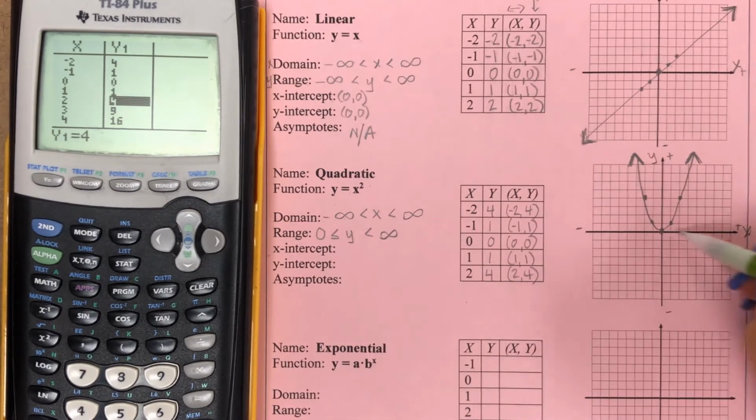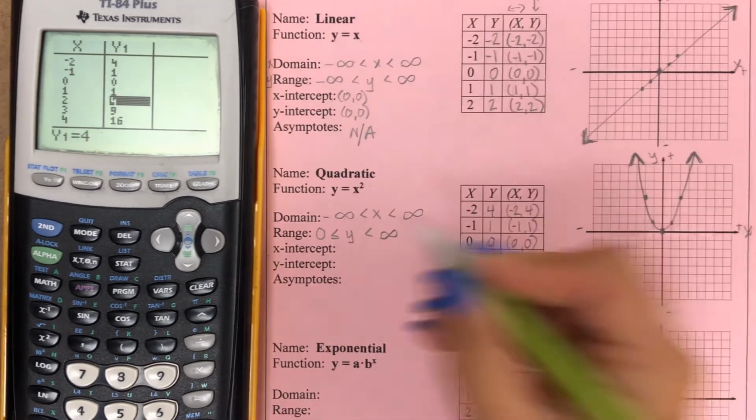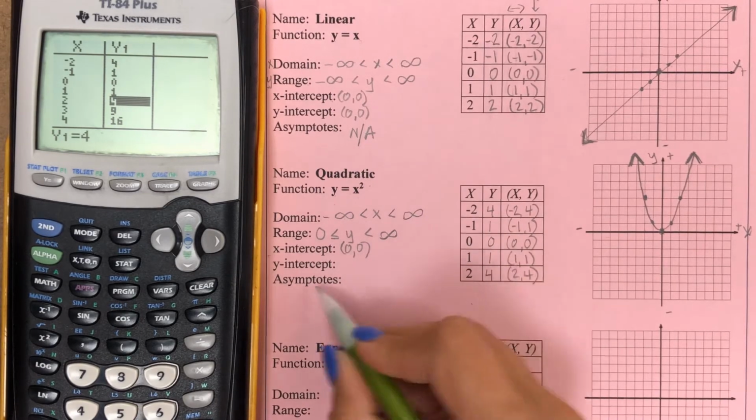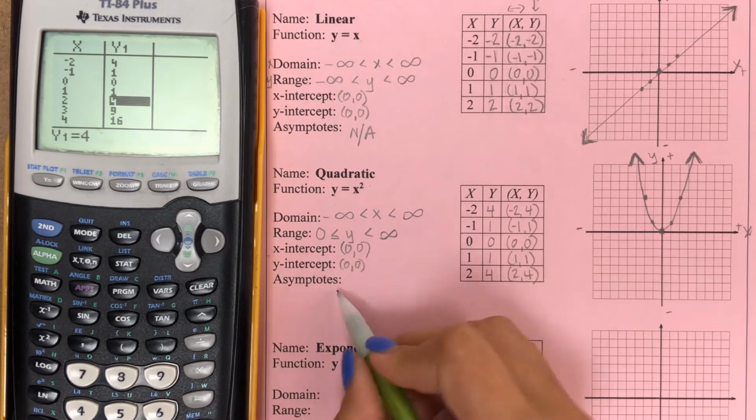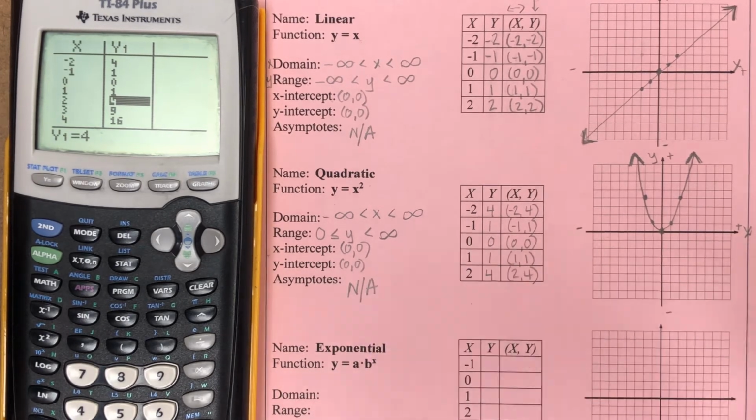X-intercept, so we find our x-axis where it crosses or touches, and that's going to be at 0, 0. Then we have our y-intercept where it crosses the y-axis. Once again, 0, 0. And this one, we also do not have an asymptote on this graph.